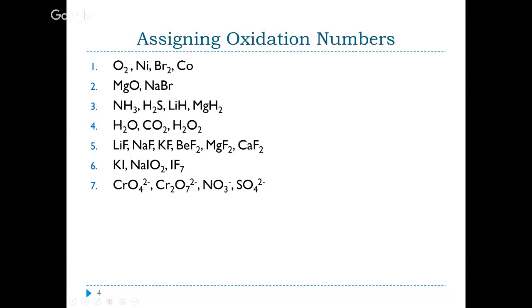Once again, oxygen is a -2. 4 times -2 is -8. So something plus -8 has to equal -2, which makes the charge on sulfur +6.